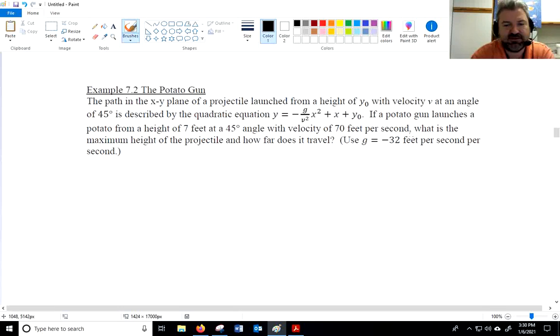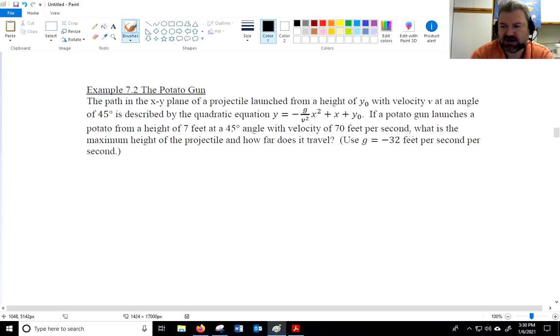Okay, the path in the xy plane of a projectile launched from a height of y0 with a velocity v at an angle of 45 degrees is described by this quadratic equation here. So it turns out that if you launch something at a 45-degree angle, then you end up giving an equal amount of its velocity towards going up as you do having it go out. And so it makes for a relatively simple equation. When you start using different angles than 45-degree angles or 90-degree angles or things like that, the numbers get a little yuckier. But this one's pretty approachable, so let's give it a try.